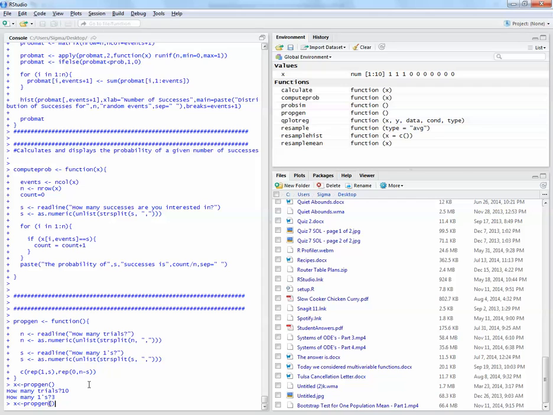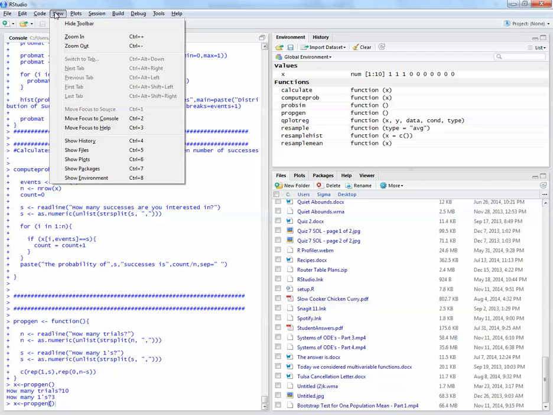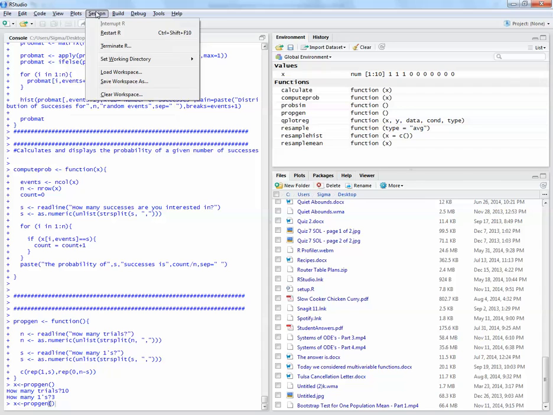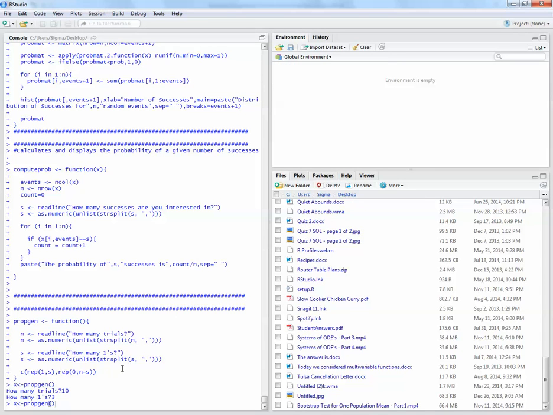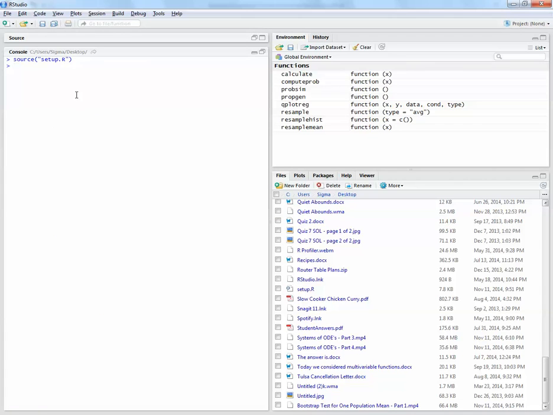Let me actually clear this out. Clear workspace. I didn't actually want to do that. I actually wanted to clear this. Okay, so now I'm going to type in x <- propgen, and all that's going to do is it's going to ask me 2 questions. How many trials? Well, I have 100 people, and how many ones? I want to have 30 of them.